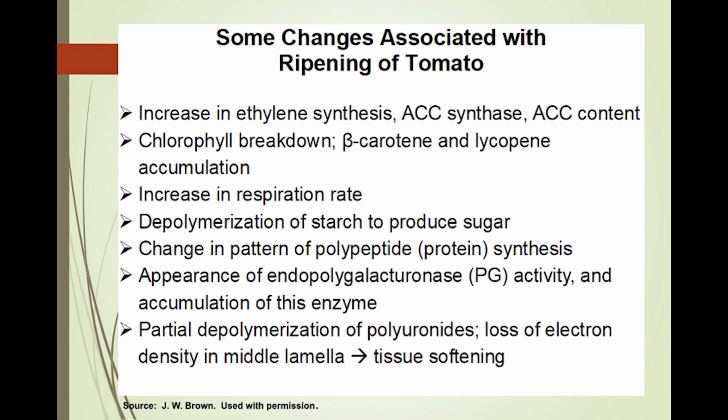Starch is depolymerized to produce sugar, though there is not much starch in a green tomato. There are changes in protein synthesis. Polygalacturonase will be synthesized. There is the partial depolymerization of polyuronides, which is a very fancy way of saying that the tissue softens.